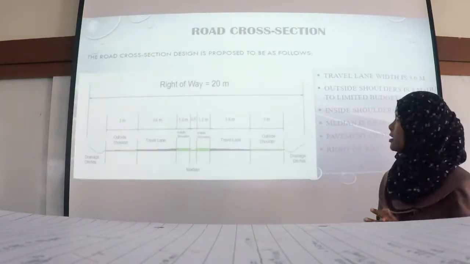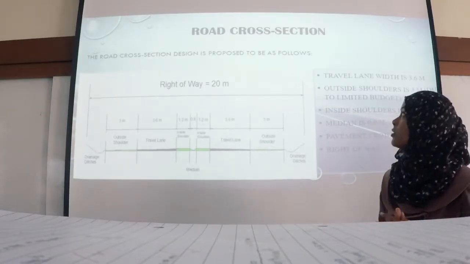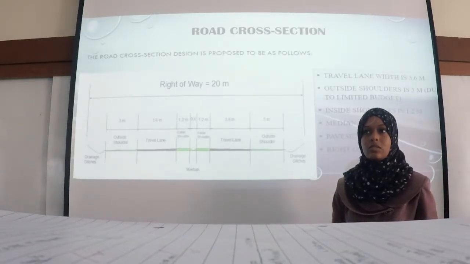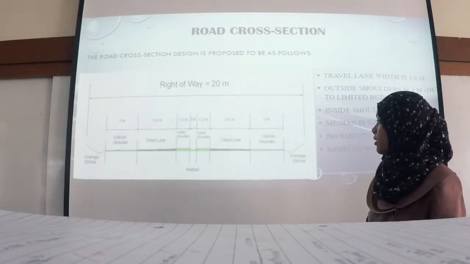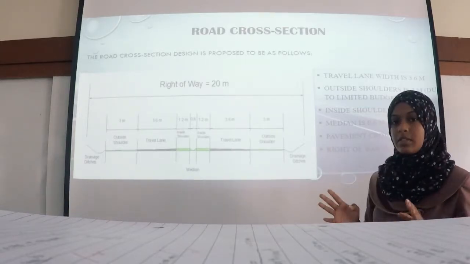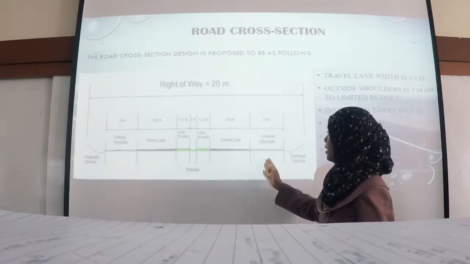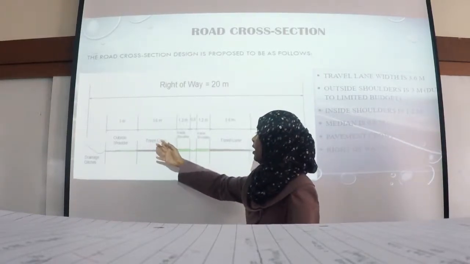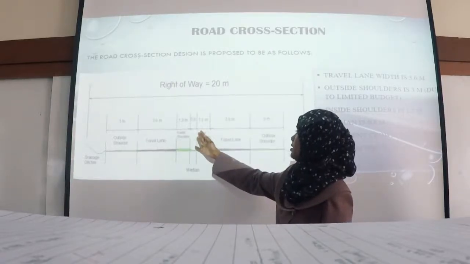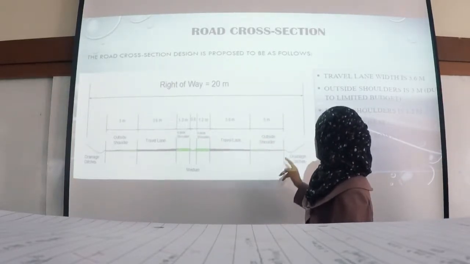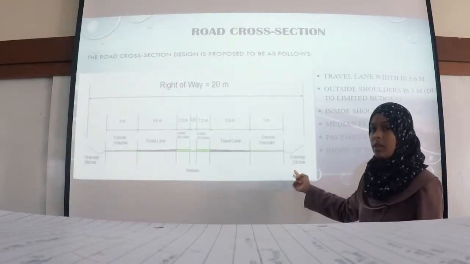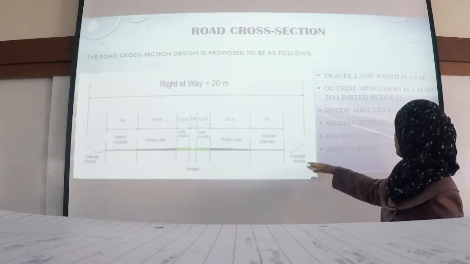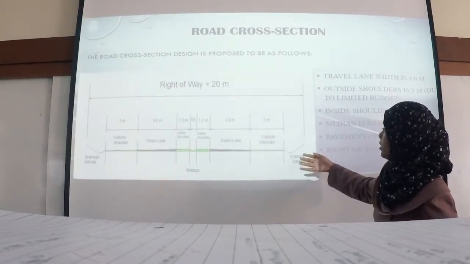The second one is the road cross section. As given in the requirements, it has to be two lanes. According to what's given, the width of each lane is 3.6 meters on both sides, and between them the median, the inside shoulders and outside ones, and the drainage. Here is more explanation about each one.